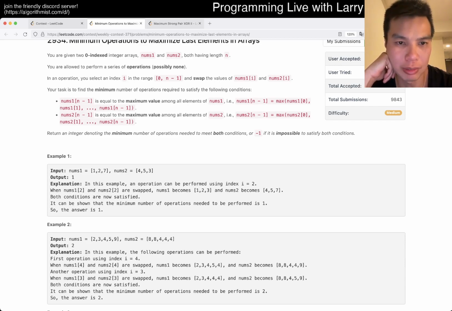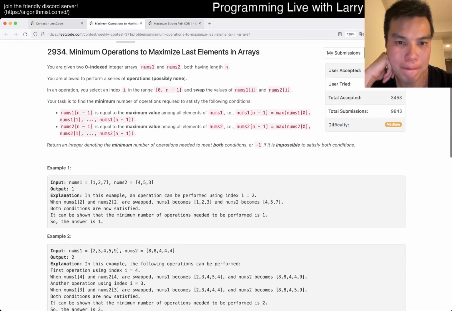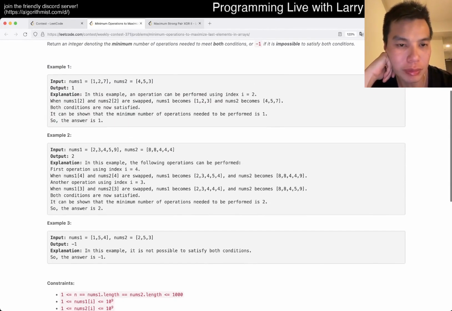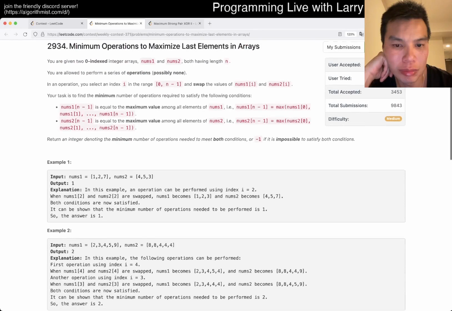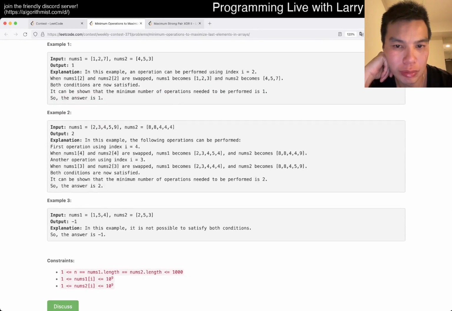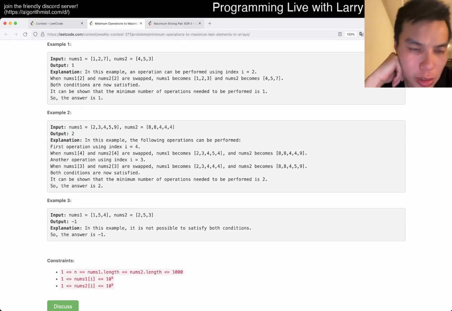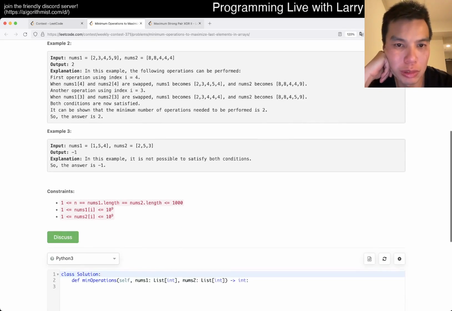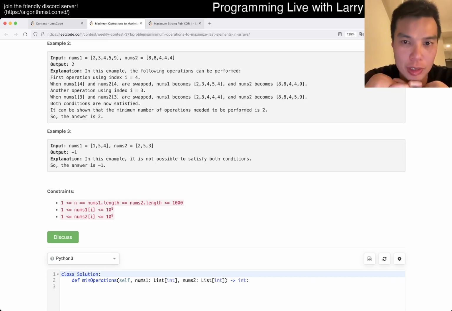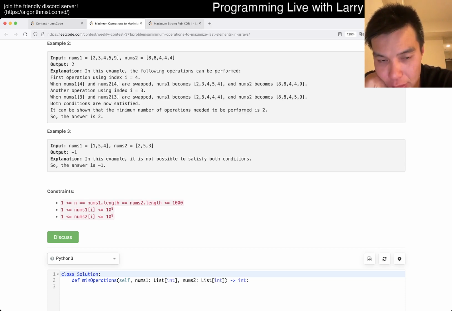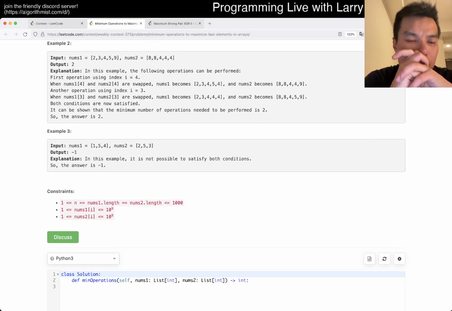I was going to say it's increasing, but that's not true, right? It's just two numbers. Minimum number of operations. Okay, well. Can we do binary search? No. Is it greedy? N is only 1,000. Is it DP? I mean, there are only two answers, right?